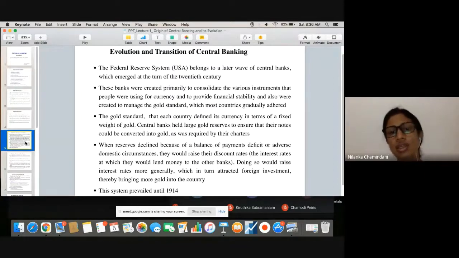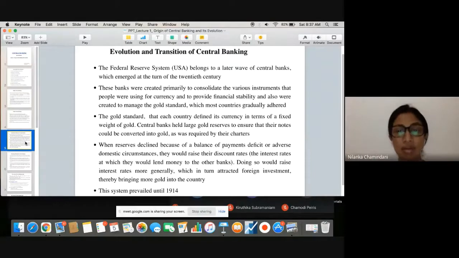So here, the first time now we are seeing the word of providing financial stability, right? So now the view of the central bank, or the responsibility of the central bank, we can see getting wider. So not only to issue currency, but also to provide financial stability, right? We are going to discuss financial stability, price stability, economic stability, and all that later one by one.